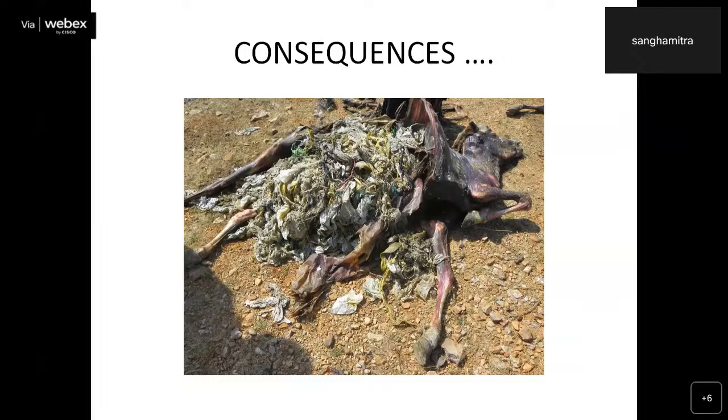And we also came to know from a few years back, there was a news which popped up that a big whale has died just for consuming a lot of plastic, and they found 7 tons of plastic in the stomach of the whale. So the plastics, once they go to the oceans, are consumed by the animals, and these are the consequences.